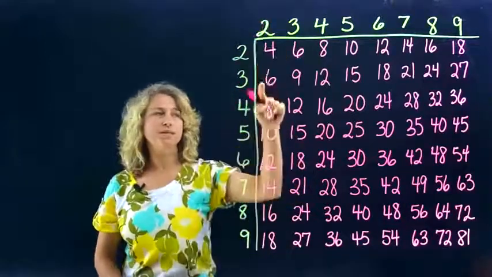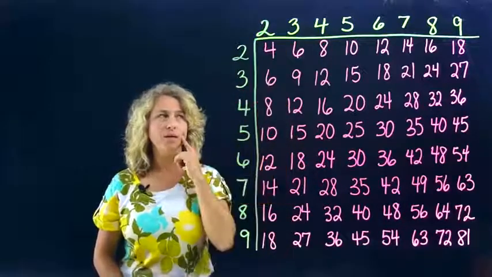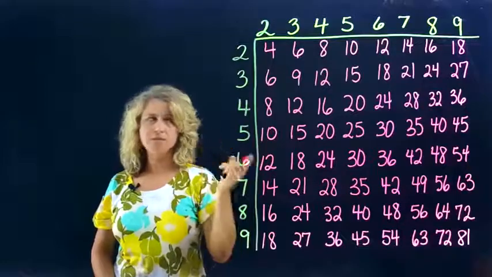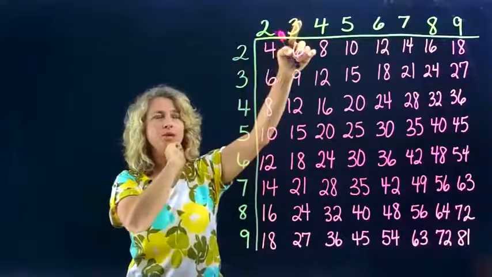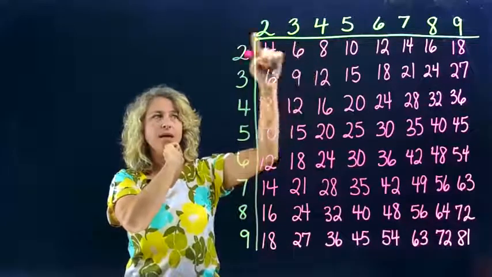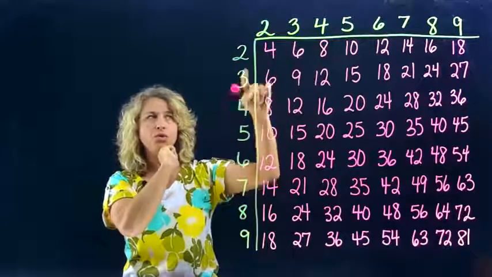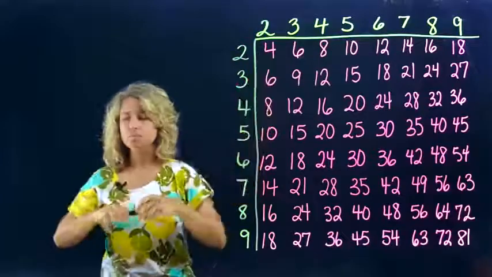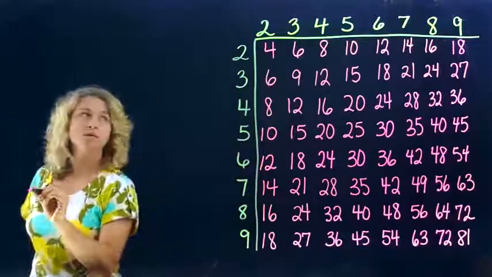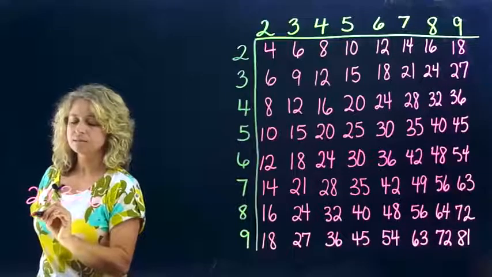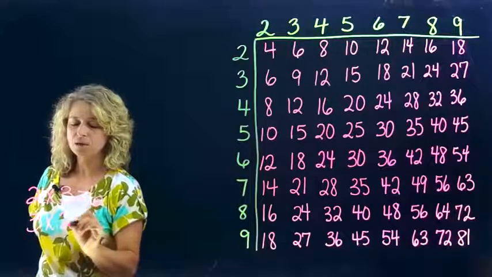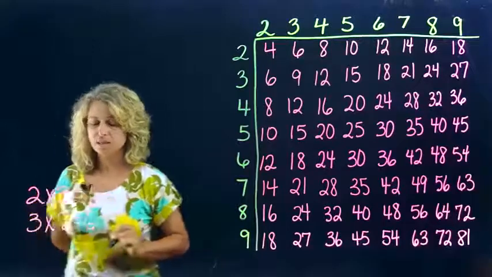3 times 2 is 6. Hey, wait a minute. Haven't we already mentioned that fact? What about 2 times 3 is 6? And now we're saying 3 times 2. Let's take a look at that. 2 times 3 is 6, and 3 times 2 equals 6.